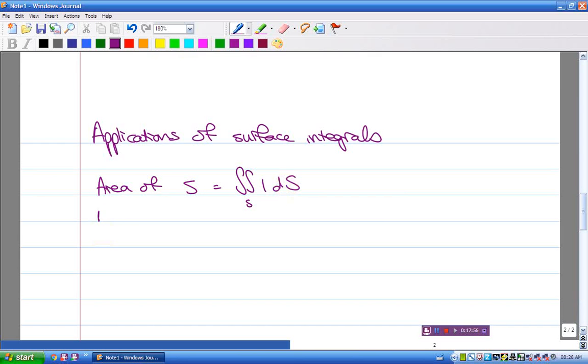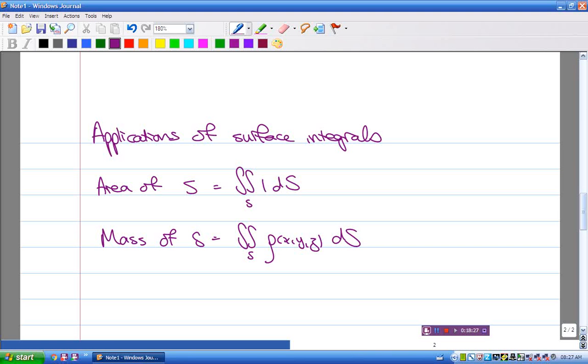And mass of S is, actually let me do it on the next line because I'm taking up too much space with my integral there. Mass of S is integral over S of density dS. Okay? Because basically what you're doing with the first one is you're taking your surface, you're chopping it up into lots and lots of little pieces of area delta S, and you're summing all those little areas.